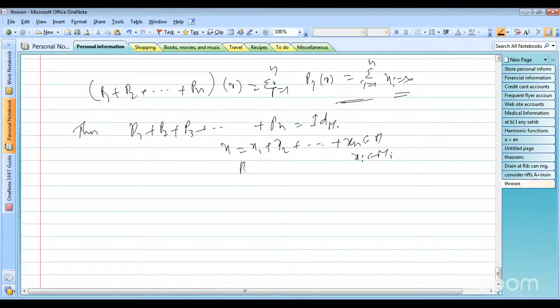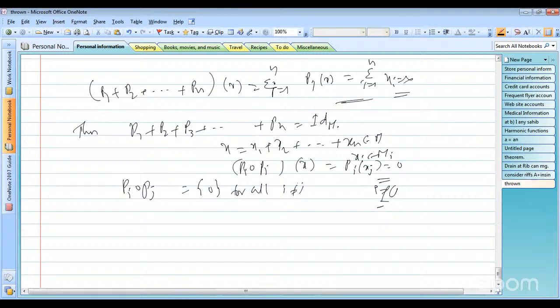So therefore Pi circle Pj applied to x, that is Pi of xj, is 0 for i not equal to j. So in this condition, Pi circle Pj is 0 for all i not equal to j.